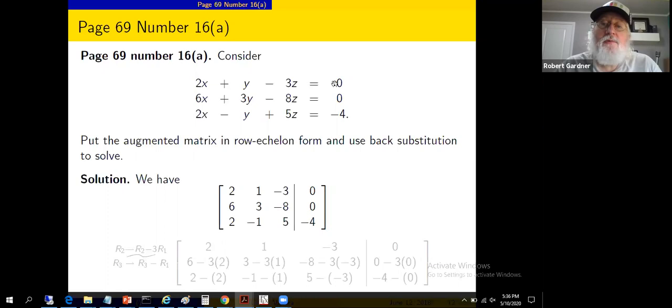Let's put these numbers in the appropriate place. What do you want to do? Ooh, let's use the 2 to eliminate the 6. We'll subtract 3 times row 1. That'll do it. Let's subtract row 1 from row 3. 2 minus 2 gives us a 0 there, and a bunch of other stuff happens. But the row operations will be, take row 2 and replace it with row 2 minus 3 times row 1. Take row 3, replace it with row 3 minus row 1, as promised. So there's the row operations.